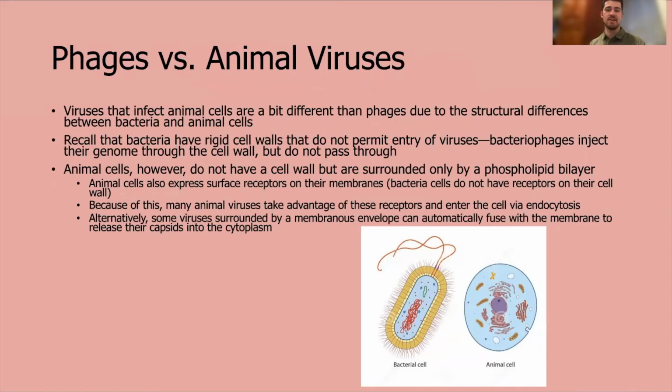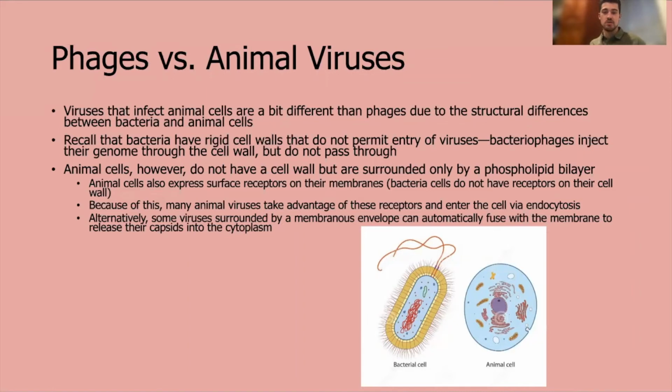So viruses that infect animal cells are a bit different than phages due to the structural differences between bacteria and animal cells. Recall that bacteria cells have rigid cell walls. They do not permit entry of viruses. Bacteriophages inject their genome through the cell wall, but they do not pass through it. So we've been talking about that at length in this lecture. But animal cells, however, do not have a cell wall, but they're surrounded only by a phospholipid bilayer. So remember that from your high school biology classes.